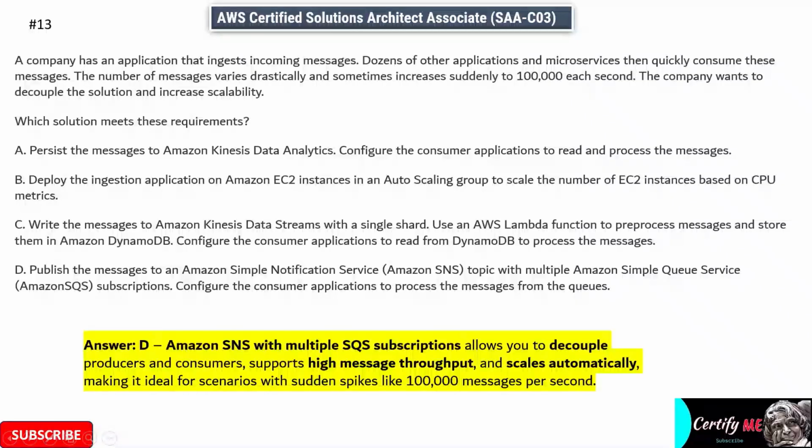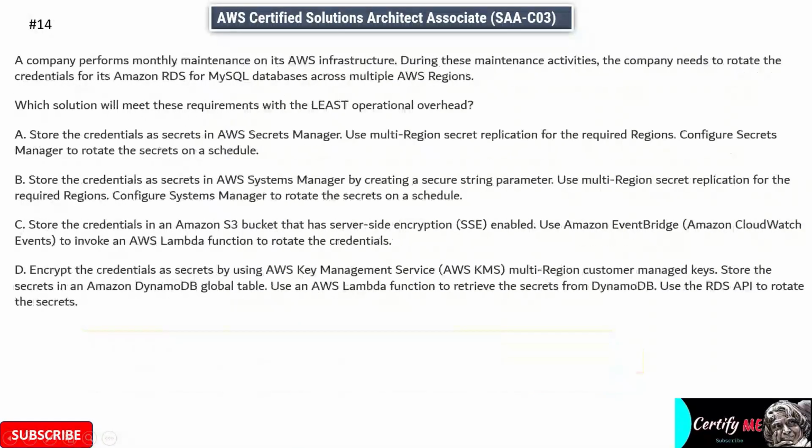The correct answer is option D. Amazon SNS with multiple SQS subscriptions allows you to decouple producers and consumers, supports high message throughput, and scales automatically, making it ideal for scenarios with sudden spikes like 1 lakh messages per second. Next question. A company performs monthly maintenance on its AWS infrastructure.